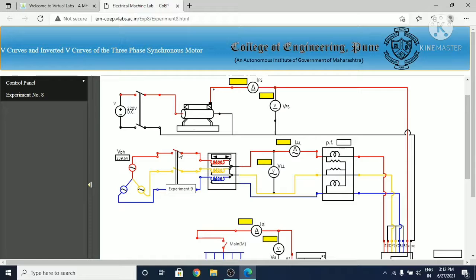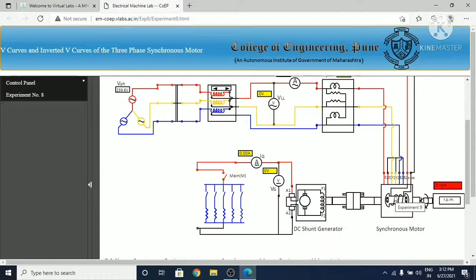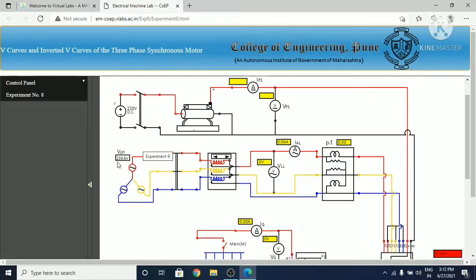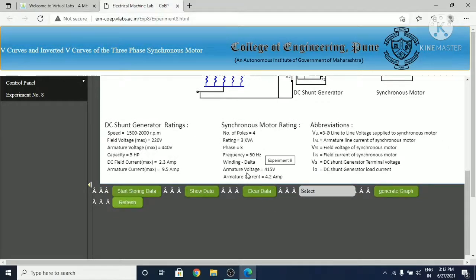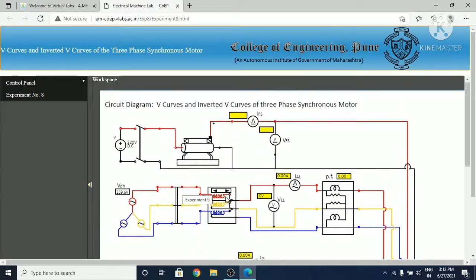At first I will close this switch to give the three-phase supply to the stator of the synchronous motor. This is the tachometer, with the help of which we can measure the speed. Now I will adjust the auto transformer to vary the phase voltage up to the rated voltage. The armature rated voltage is 415 volts. I am using this auto transformer to vary the stator voltage.